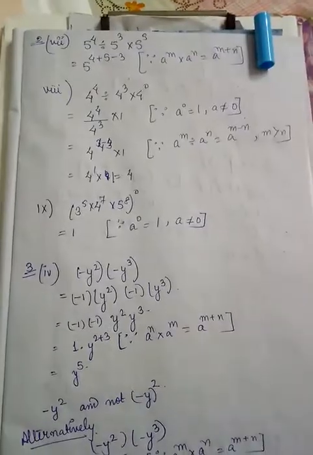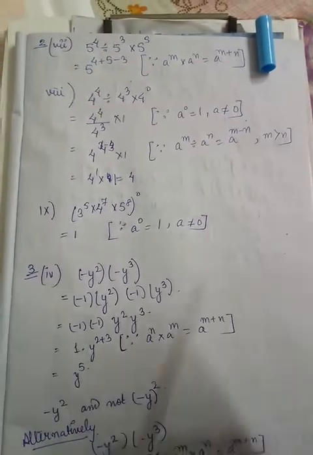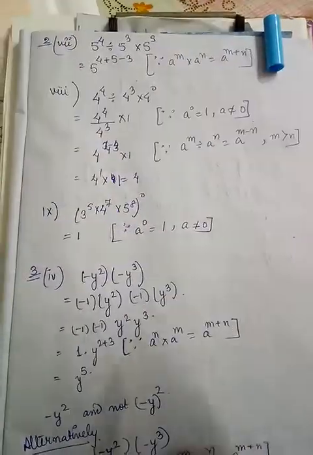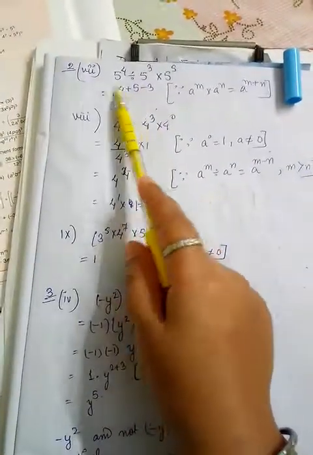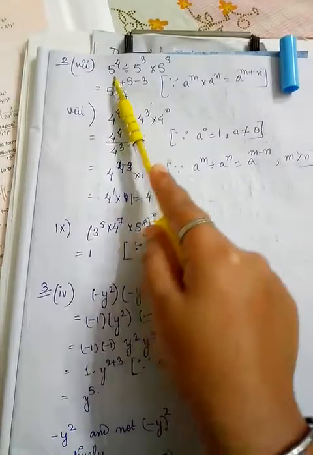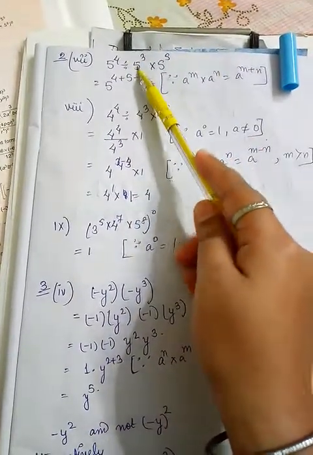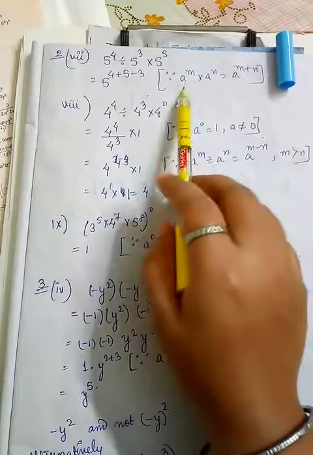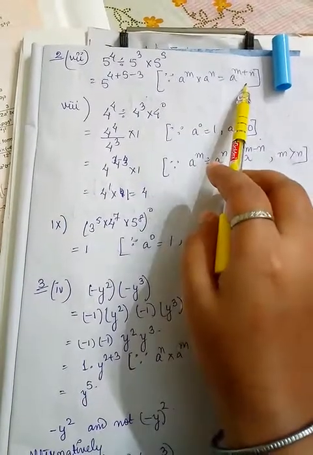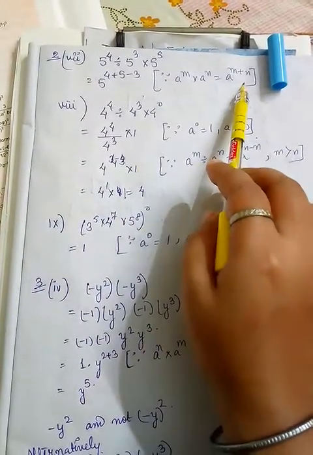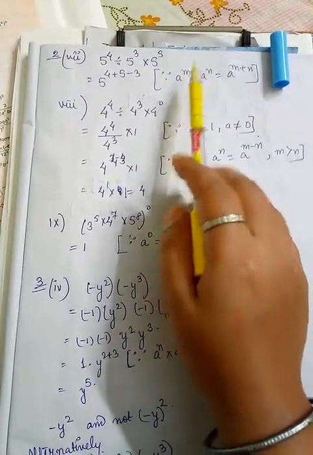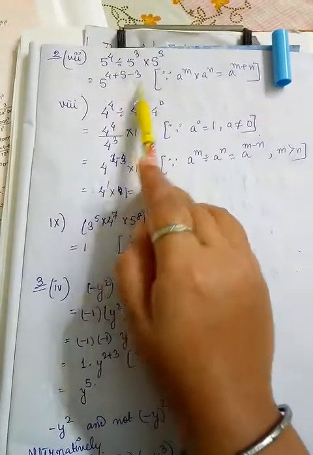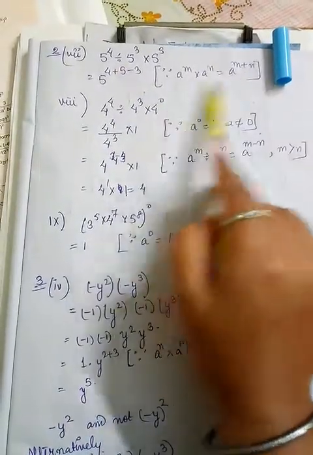I am telling you repeatedly that whichever law you are using, you have to specify the general law. As for example, this was given in your homework, 5 to the power 4 divided by 5 to the power 3 into 5 to the power 5. So I have used the product law, and I have just written the general formula like a to the power m into a to the power n equals a to the power m plus n, because I have used this one. So I am writing the general formula.